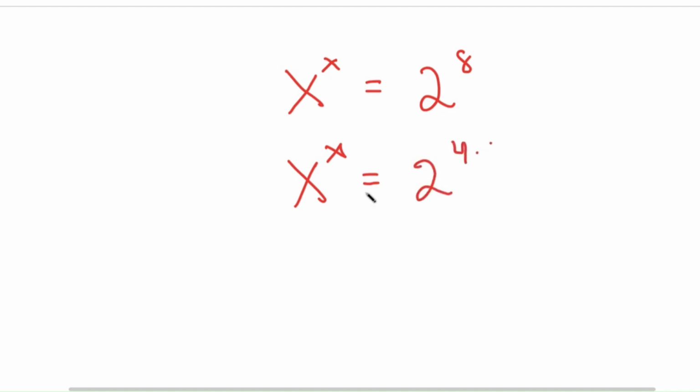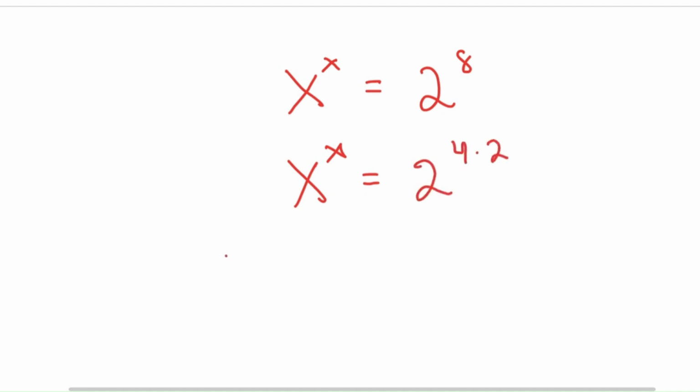Alright, so in this video, I'm going to solve the equation x to the power of x is equal to 2 to the power of 8. To solve this, I'm going to first start by rewriting 2 to the power of 8 as 2 to the power of 4 times 2.